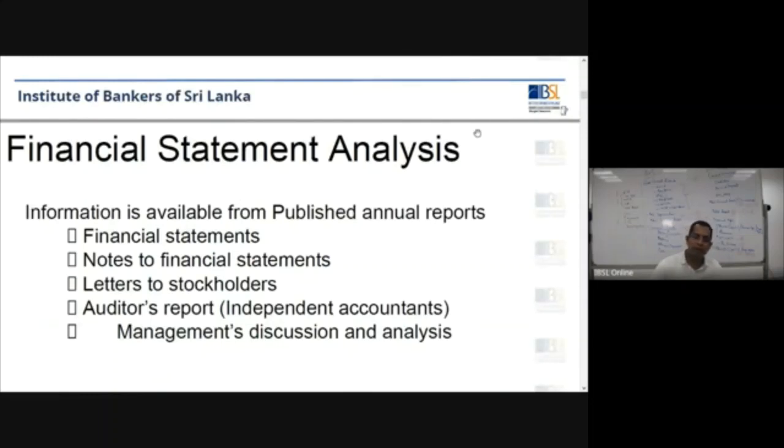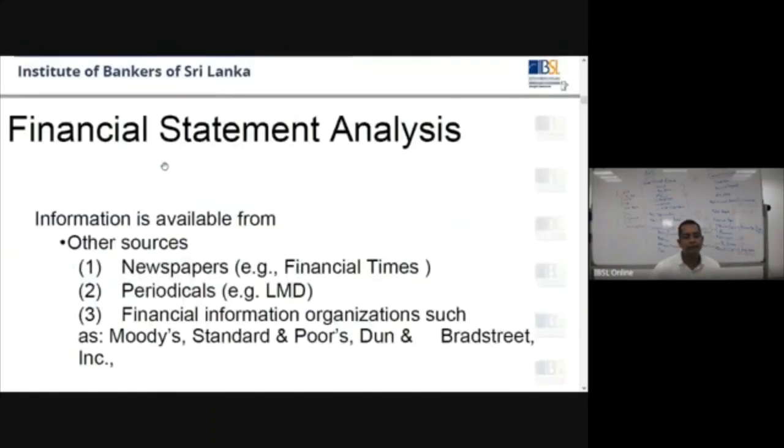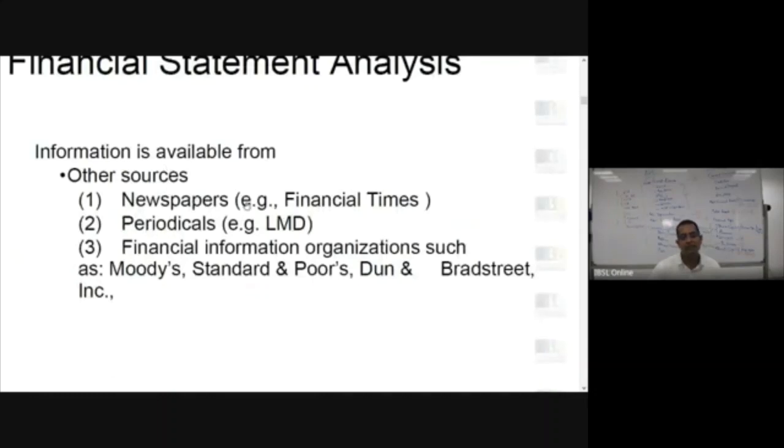Information in an annual report: financial statements, notes, letter to stockholders, auditor report, management discussion, and then we have risk discussion and the environmental discussion, right? All those things are here. All other information you can get from periodicals, papers, and those sources.